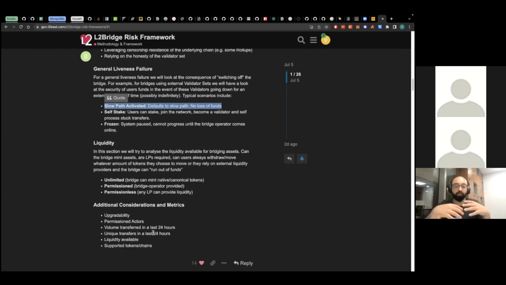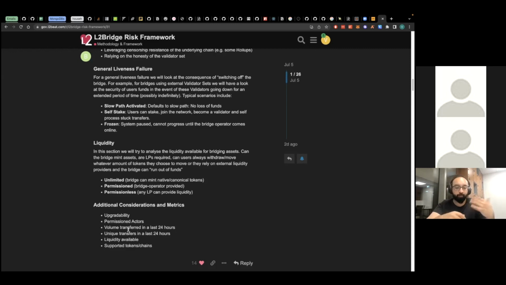Then we talk about things like, what's the upgradability situation like? How does the system upgrade? This is essentially where a lot of these systems get messed up. This is what we saw with Nomad as well. Then we talk about, what are the permission vectors? Then we talk about things like, what are the tokens supported, and things like that.